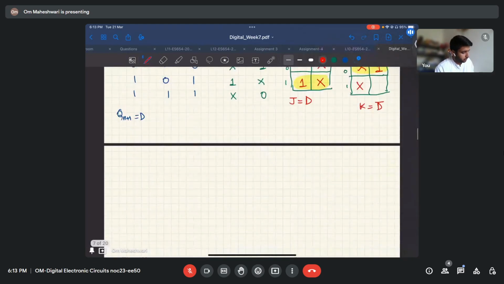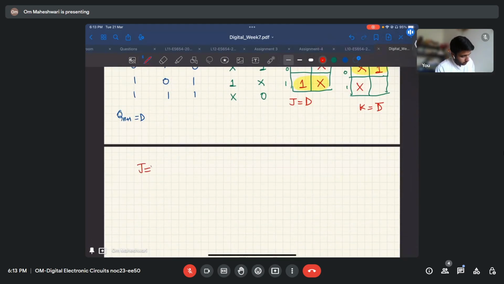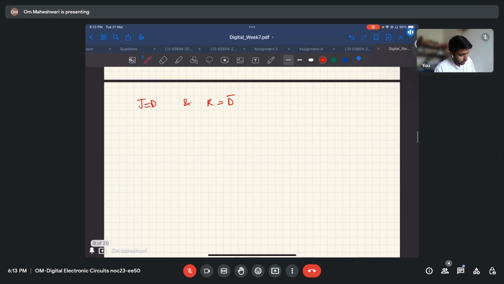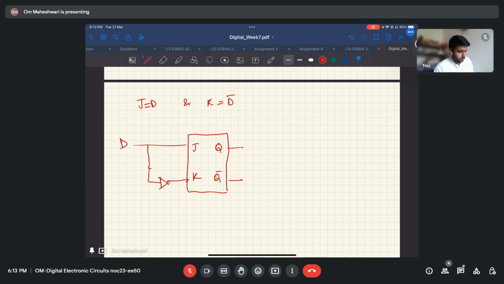So effectively what we have got is J equals D and K equals D bar. We want to make a D flip-flop from JK. JK, Q, Q bar. So we take an input D and apply its complement to K. So this is the D flip-flop.